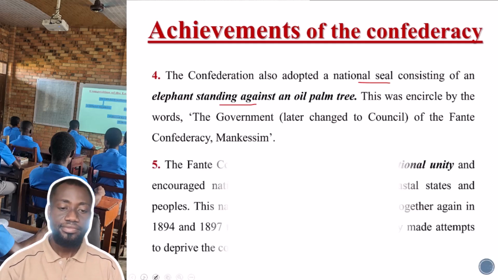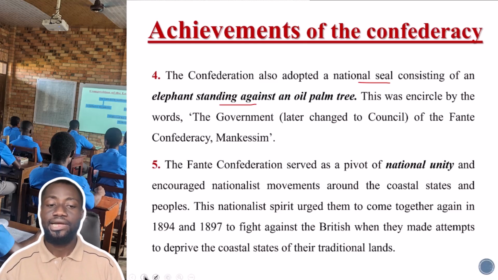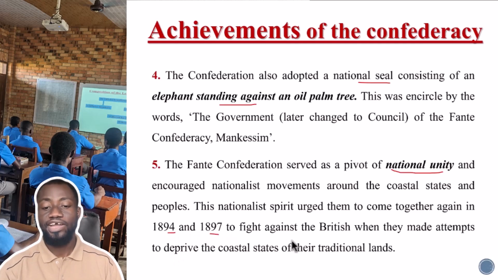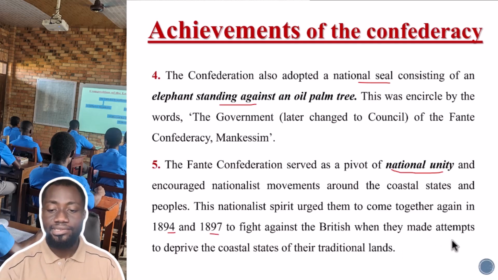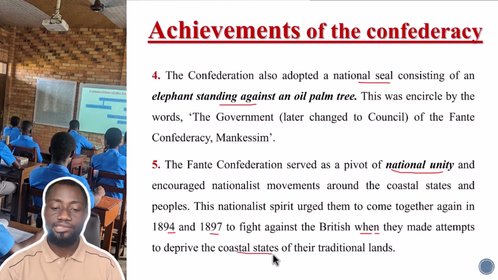Now, the last of the achievements of the Fante Confederation is that it served as a pivot for national unity and encouraged the nationalist movement around the coastal states and the people. The nationalist spirit urged them to come together again in 1894 and 1897 to fight against the British when they made attempts to deprive the coastal states of their traditional lands.